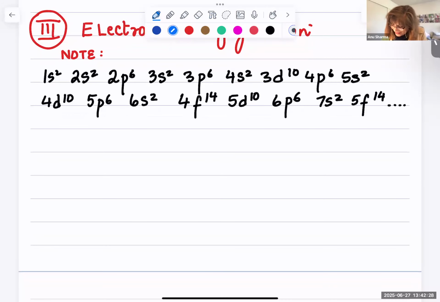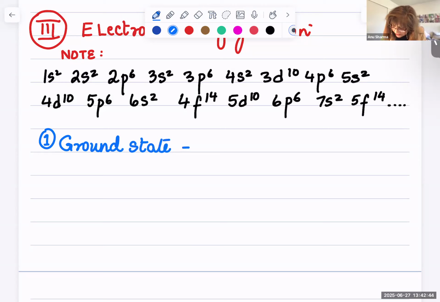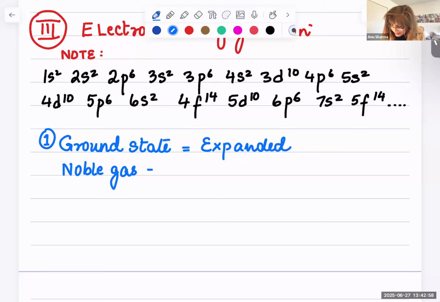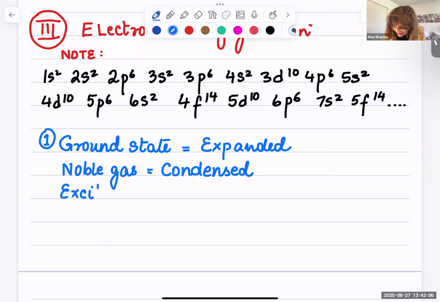Anyway, let's look at the electronic configuration now. One question that can be asked is to write the ground state. Ground state is just the normal, expanded notation. Then the other one is the noble gas configuration. Noble gas means you have to condense it, so that is the condensed version. And just so you know, there's also the excited state.